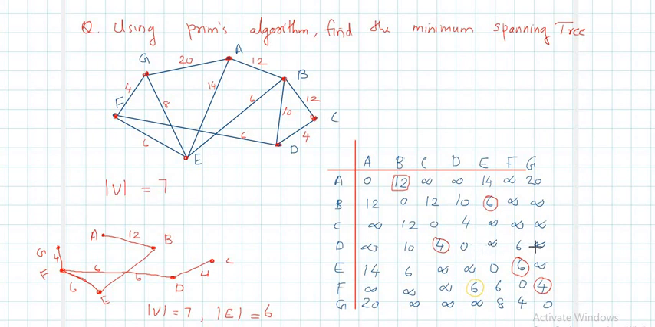Then the minimum except 0 is 4. Then that corresponds to D to C. That means we have to include all the vertices. See, here we have included all the vertices A, B, C, D, E, F, G. Okay. Then see, the number of vertices is 7 and count the number of edges. Number of edges is 6. Okay. So this will be the spanning tree corresponding to the given graph.